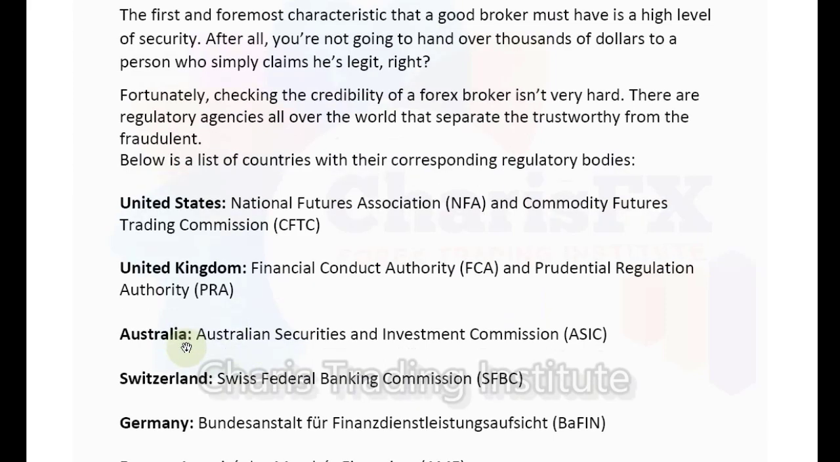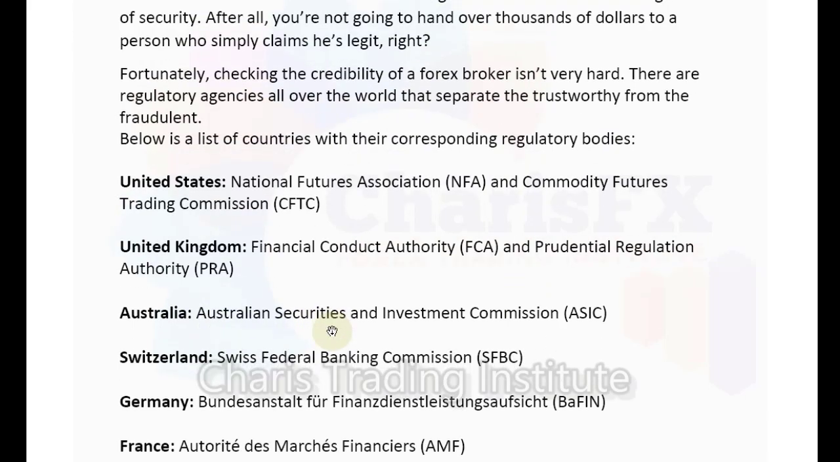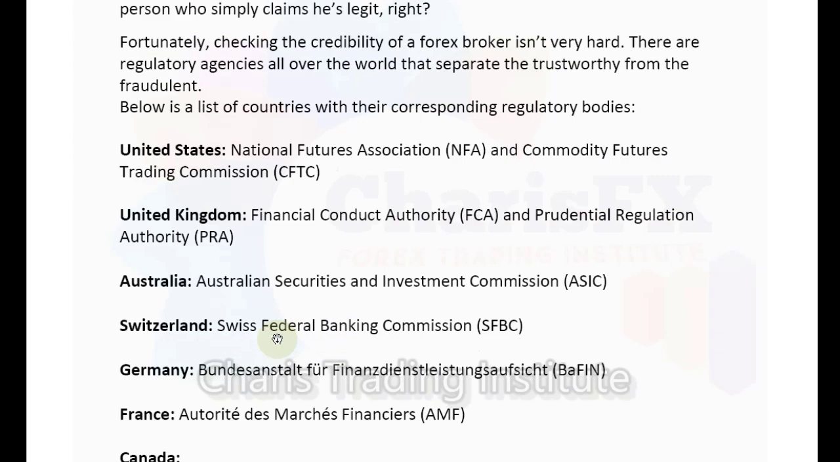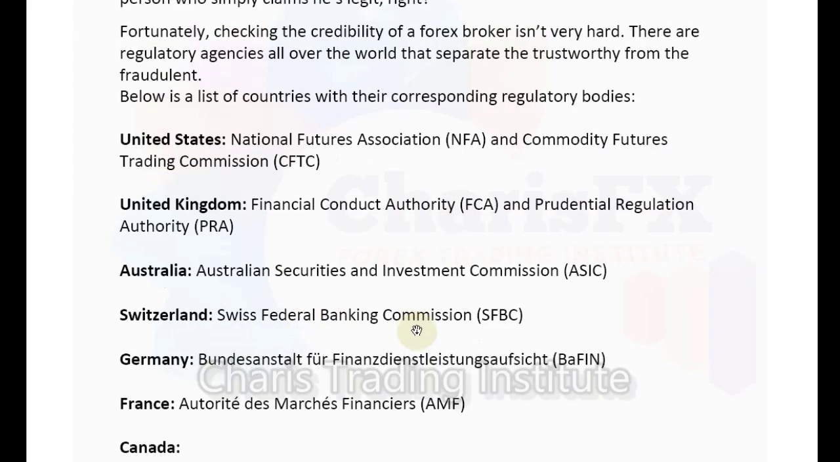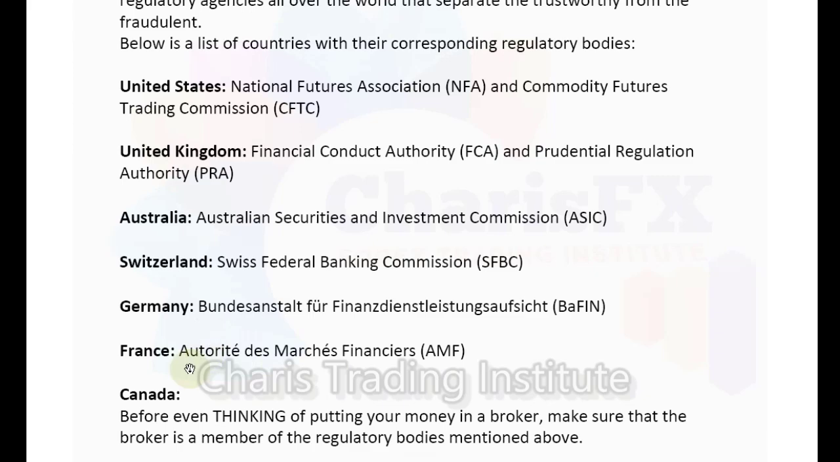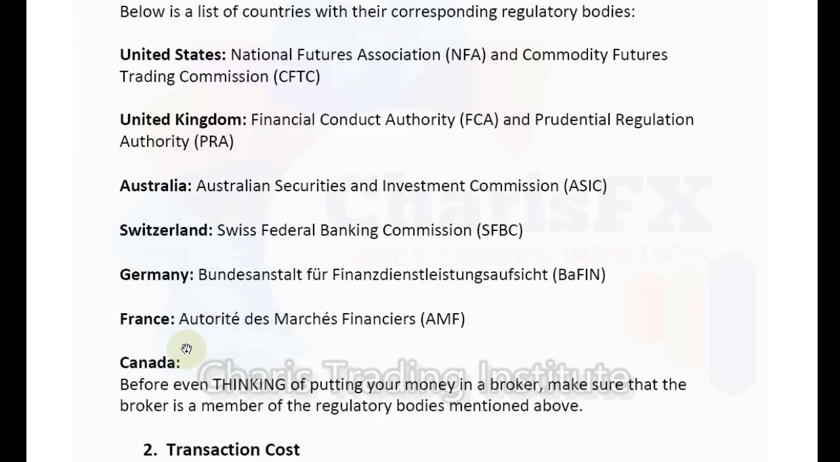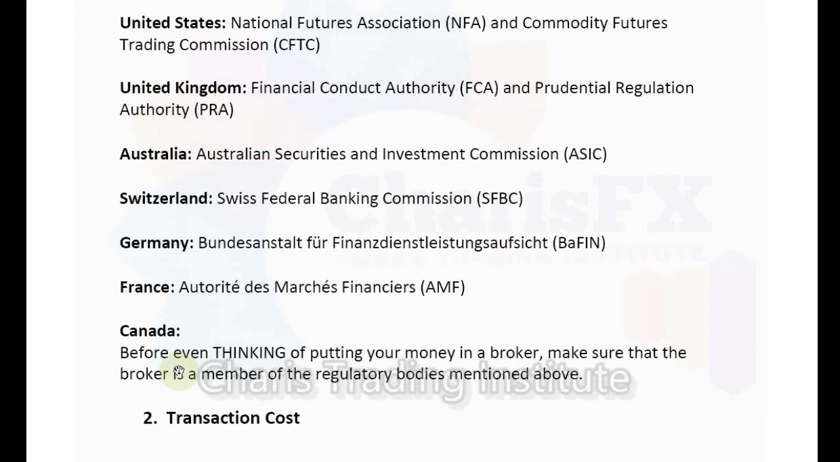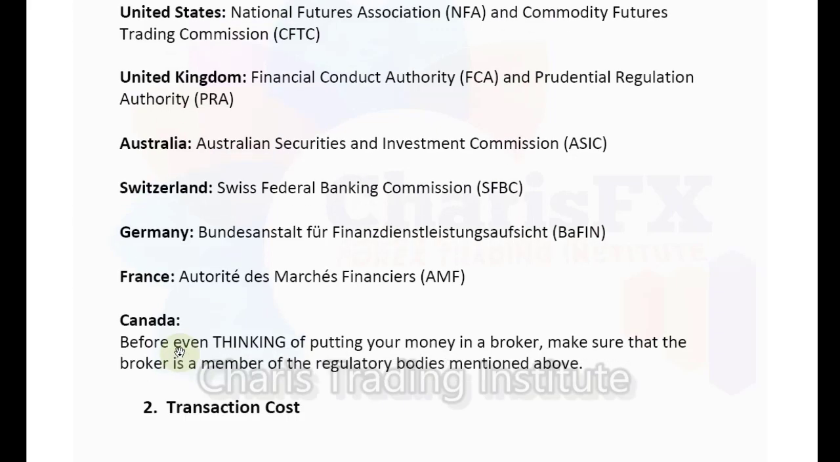In Australia, you will find the Australian Securities and Investment Commission. They regulate all brokerage firms. In Switzerland, you will find the Swiss Federal Banking Commission. This is a regulatory body regulating all brokers in Switzerland. In Germany, you're going to find a regulatory body. In France, you're going to find a regulatory body. In Canada, you're going to find a regulatory body. So before you go about putting your money, make sure you verify that they are certified by these regulatory bodies.